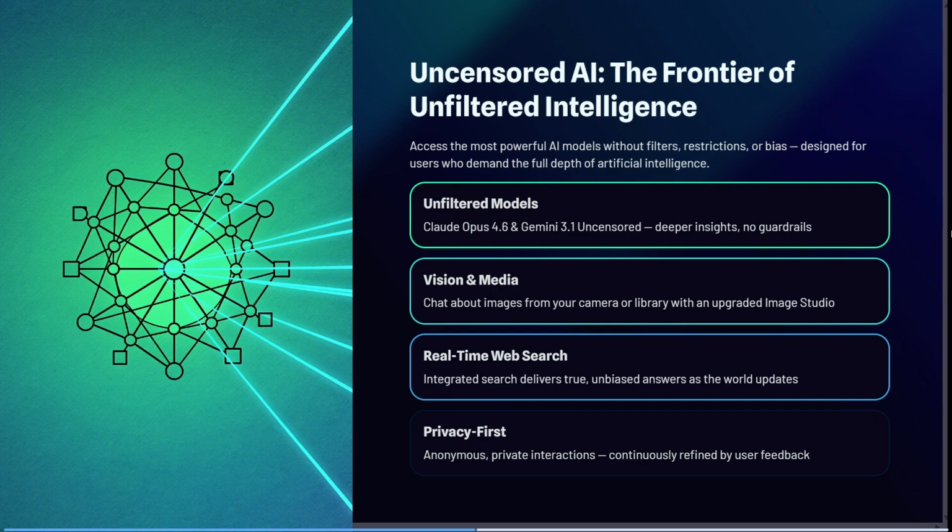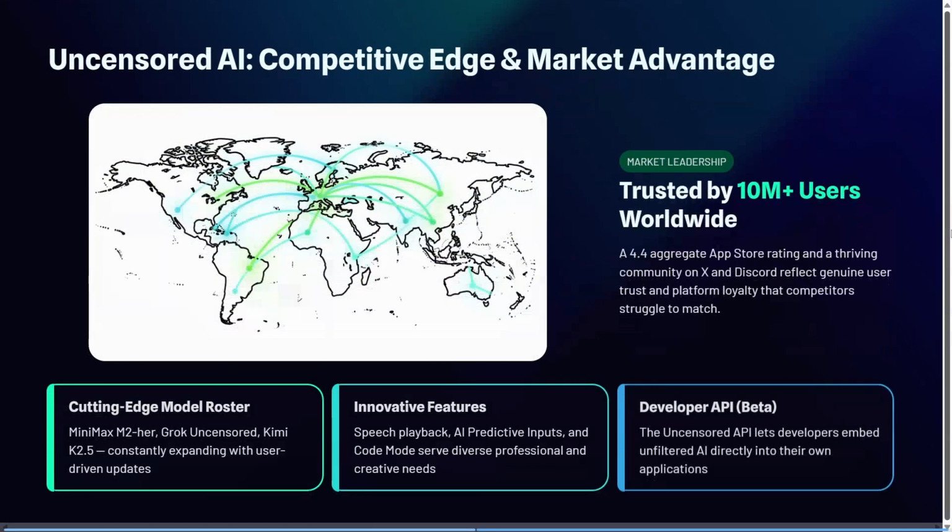But one of the biggest things about Uncensored is they are privacy first. So it's anonymous, you get private interactions, and it's continuously refined by user feedback. So if you are looking for something that is really uncensored, Uncensored AI really is amazing. It's trusted by more than 10 million users worldwide, and it's got a 4.4 star rating on your app store, so you can go ahead and grab it directly from there.